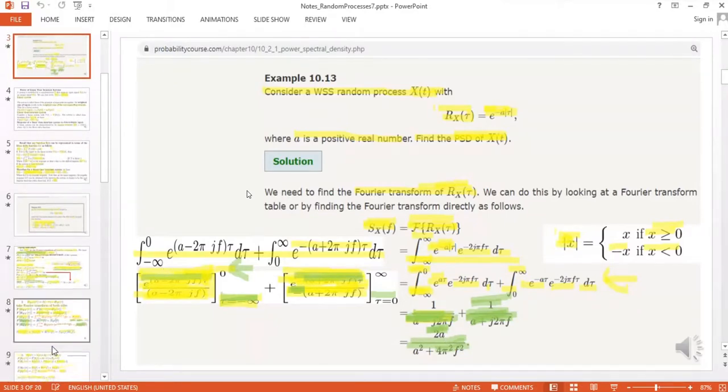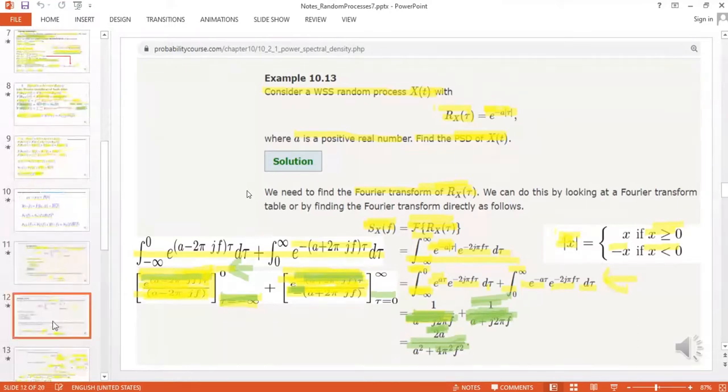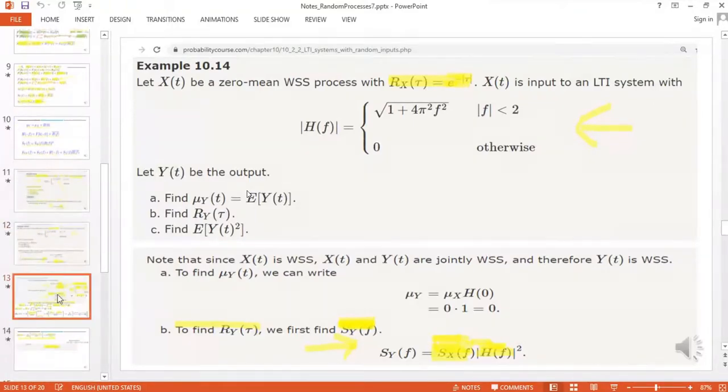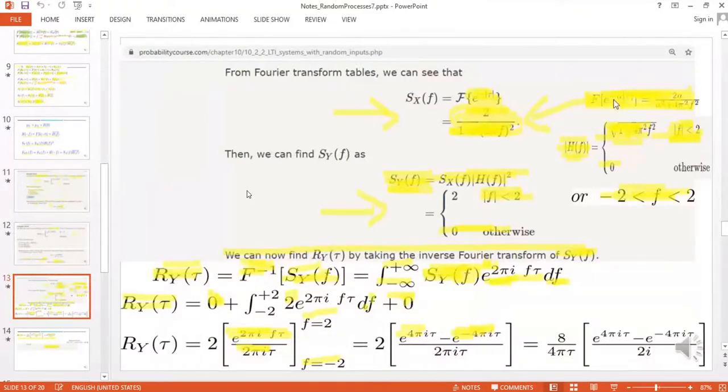So in the current problem, this is e raised to power minus tau. So a is 1. We substitute a equal to 1 in the previous result: the Fourier transform of e raised to power minus a absolute of tau is 2a upon a squared plus 4 pi squared f squared. Substituting a equal to 1, we get 2 upon 1 plus 2 pi f whole squared. So this is the one.